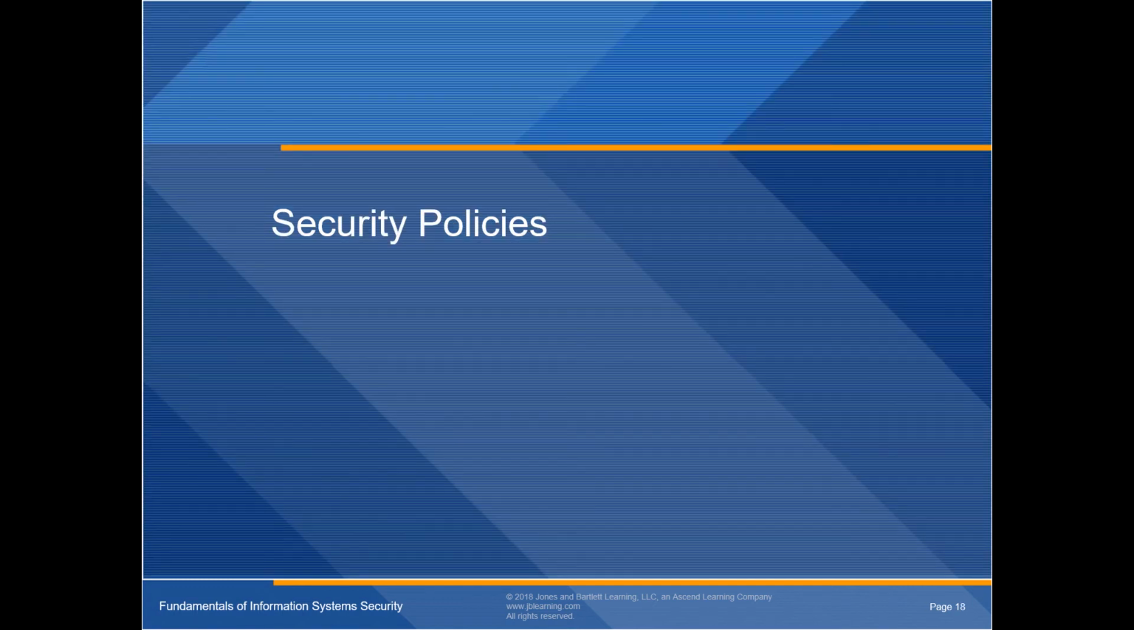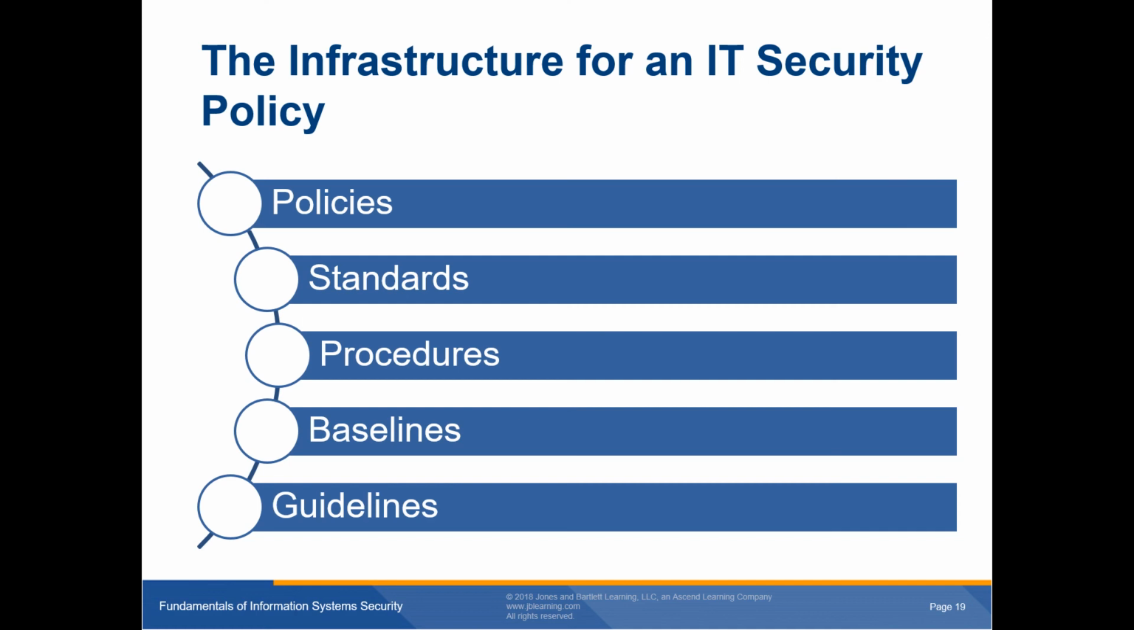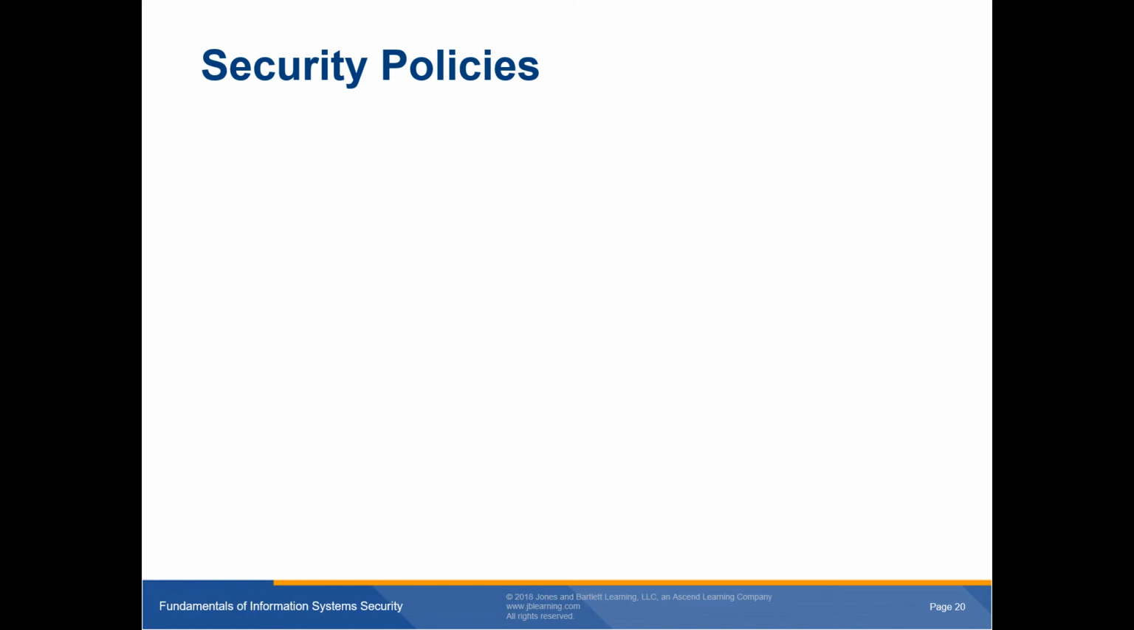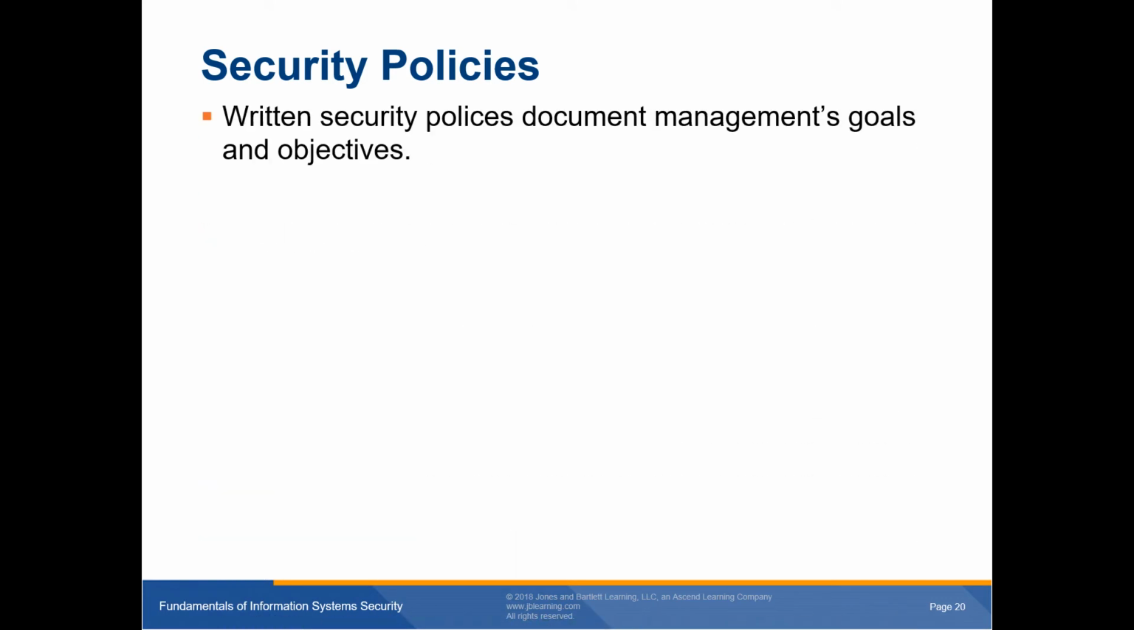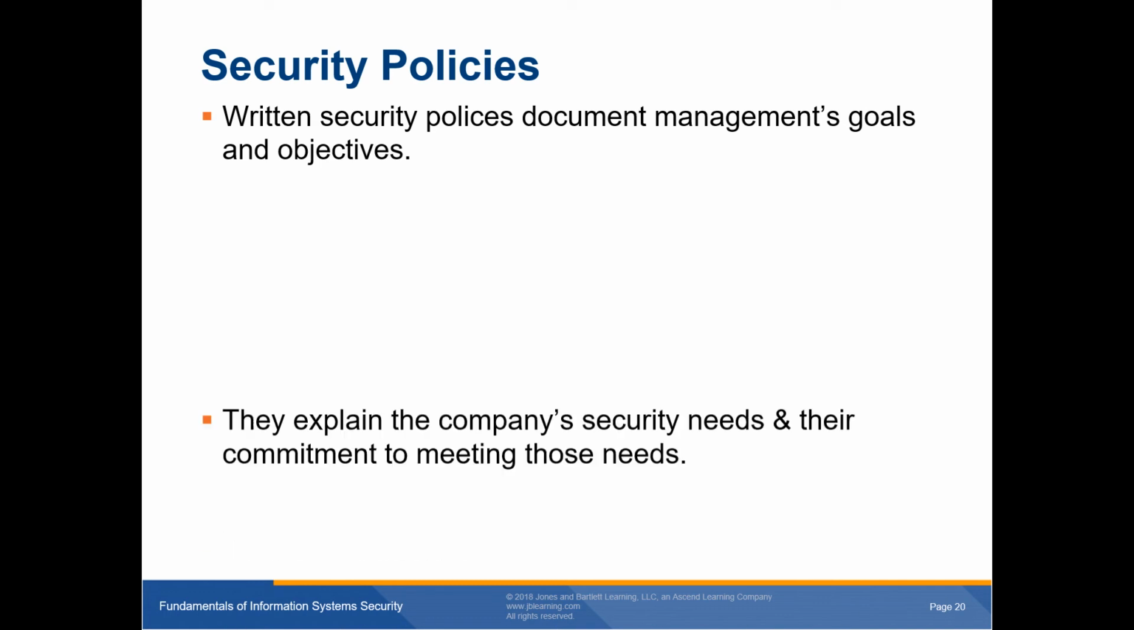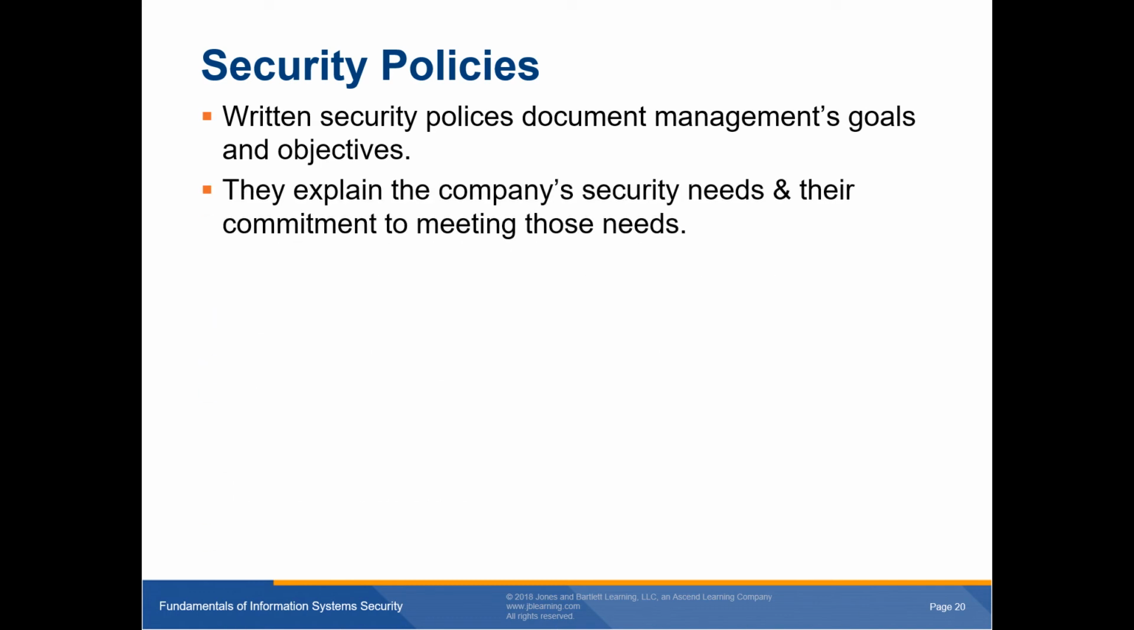Now let's talk about security policies. The infrastructure for an IT security policy includes policies, standards, procedures, baselines, and guidelines, and we'll talk about each one of these. Security policies. Written security policies document the management's goals and objectives. They explain the company's security needs and their commitment to meeting those needs.